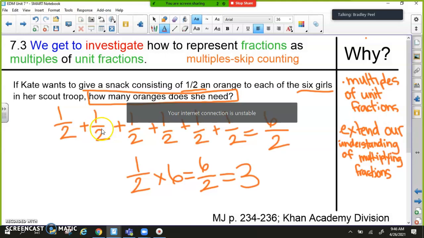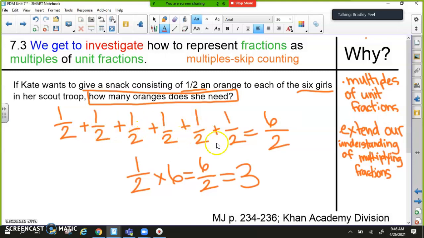1/2 plus 1/2 plus 1/2 plus 1/2 plus 1/2 plus 1/2 equals 6/2, as we know. So there's 6 1s in the numerator, right? As we know, when we add fractions, we do not change the denominator. Or I could multiply 1/2 6 times. Since I added it 6 times, that language is there, right? Adding 6 times is the same as multiplying it by 6. So 1/2 times 6 equals 6/2.